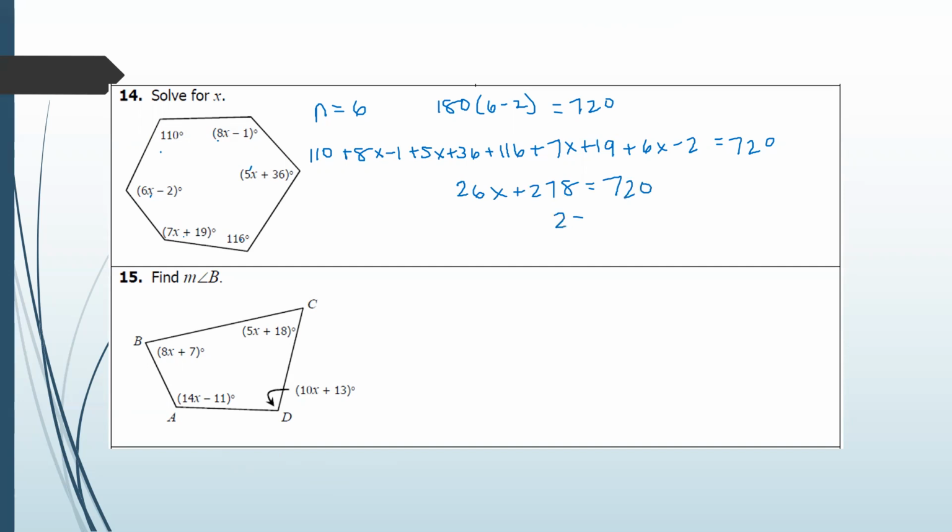Subtract 278 from both sides, 442, and then divide both sides by 26. So x equals 17. And it was just solving for x, so we're done.